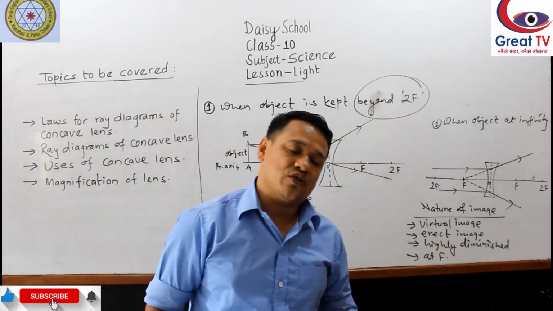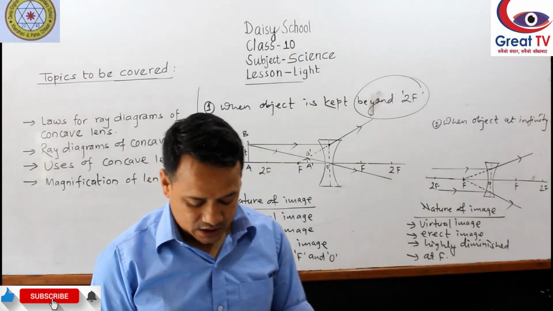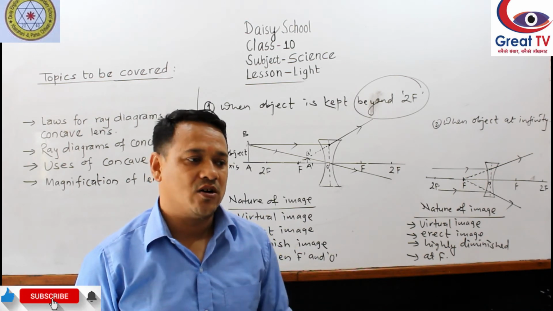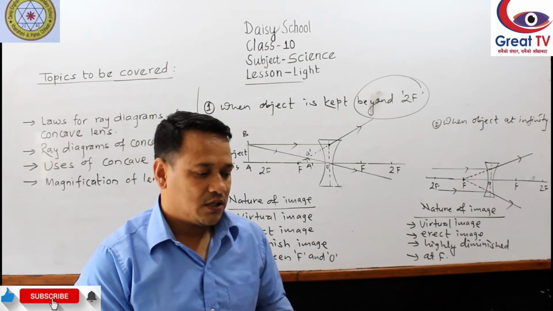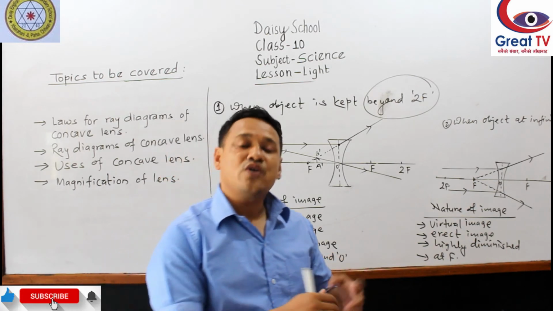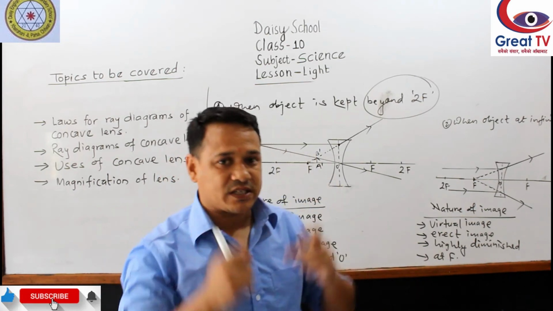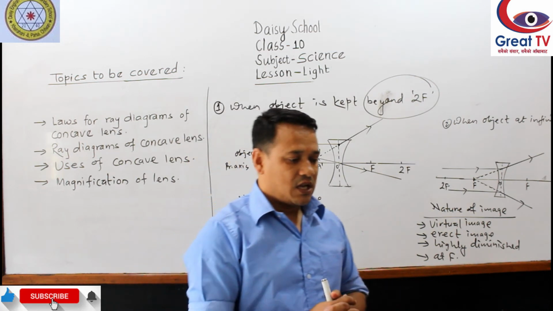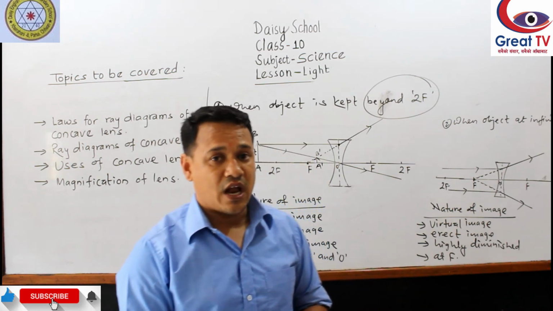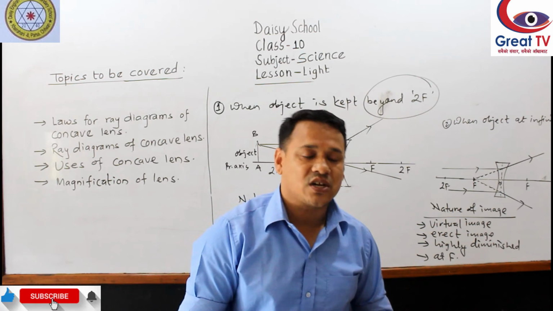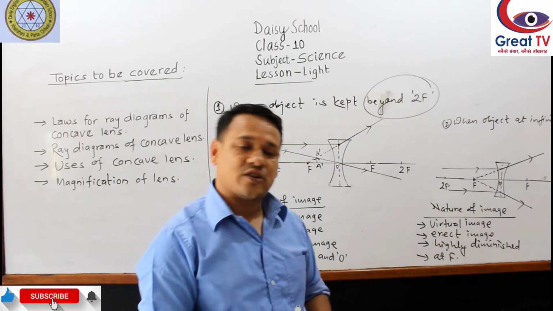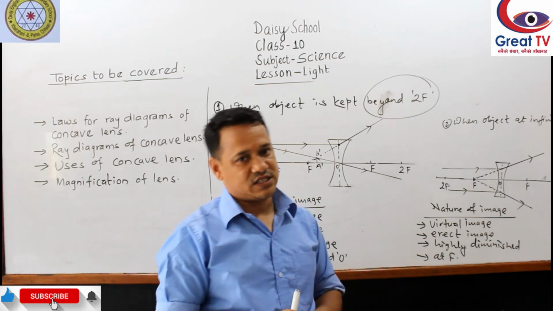Concave lenses are also used for different purposes, especially by children or young students who wear spectacles because of eye problems. In such cases, concave lenses are used to treat short-sightedness, a defect of vision of the eye.